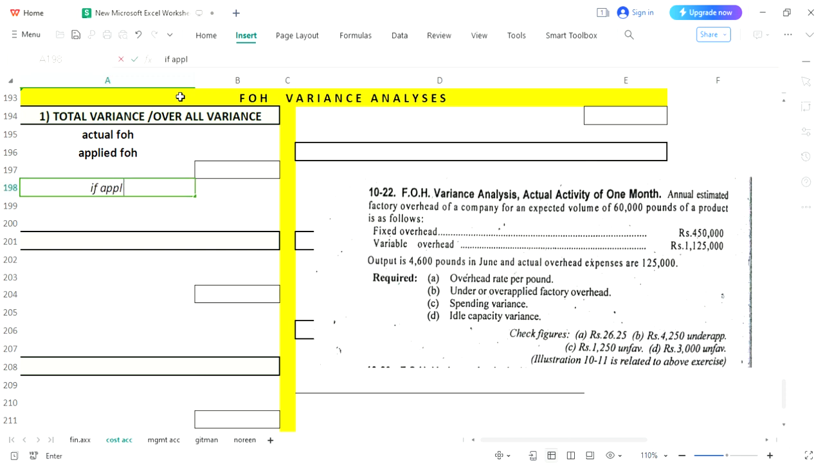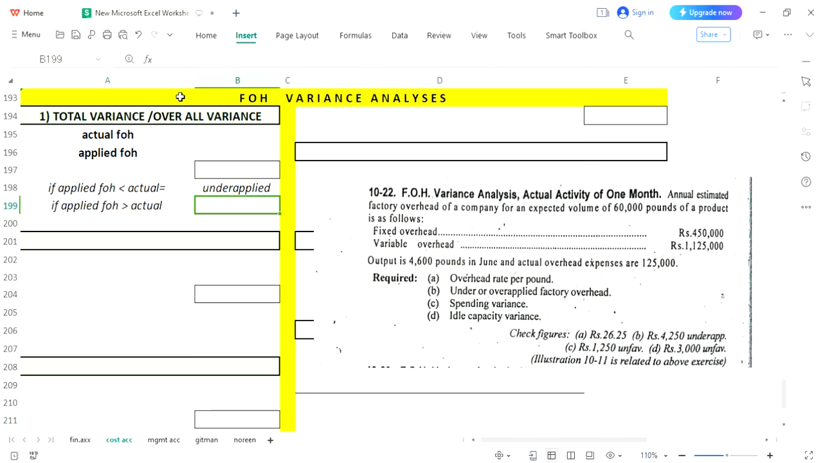If applied FH is less than your actual FH, since applied is less, you will conclude as under applied. And the second conclusion, again focusing upon applied FH: if applied FH is more than actual, that would be considered over applied FH. This way total variance has been sorted out.